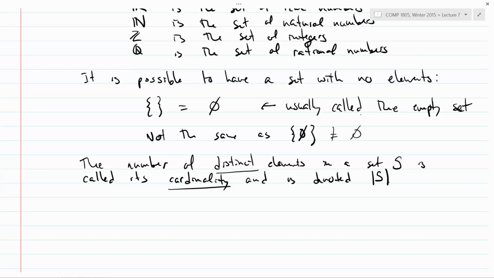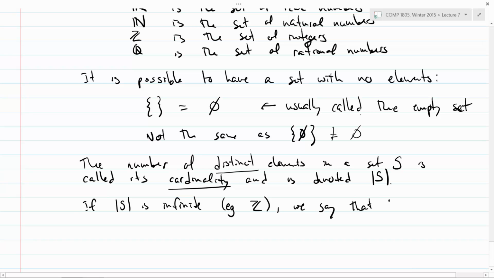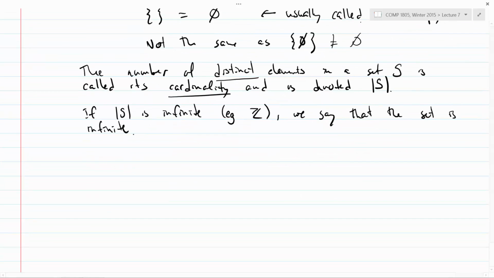Okay? You can have the case where the size of S is infinite. So for example, if you're talking about the set of integers, there's infinitely many, we say the set itself is infinite. All right, so the integers are an infinite set, the rationals are an infinite set, and so on.